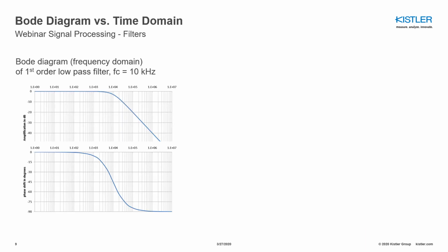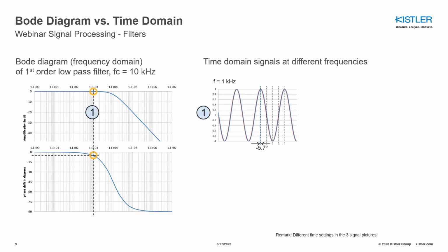In this example, I'm going to show you for different frequency points in the Bode diagram how the filter reacts in the time domain. On the left side, you can see the Bode diagram of a first-order low-pass filter with a cutoff frequency of 10 kHz. We start with our comparison at frequency point number 1, which is at the frequency of 1 kHz.